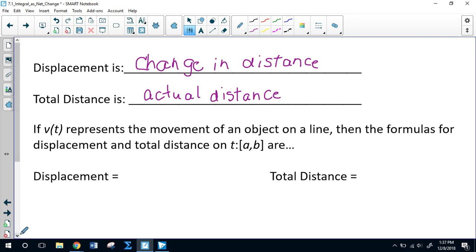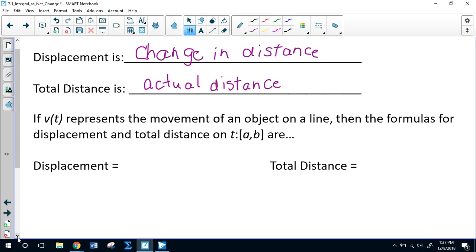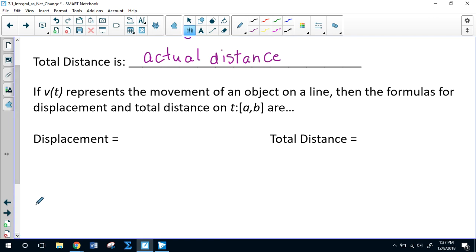So in the world of calculus, we want to remember that v of t represents the velocity, so movement of the object. Usually we think of it on a line. And so we have two formulas to remember for this. The formula for displacement is just the integral over your time, so from A to B, of the velocity. So this would give you that I moved 10 to the left and then 5 to the right, and it will give you that difference of 5.